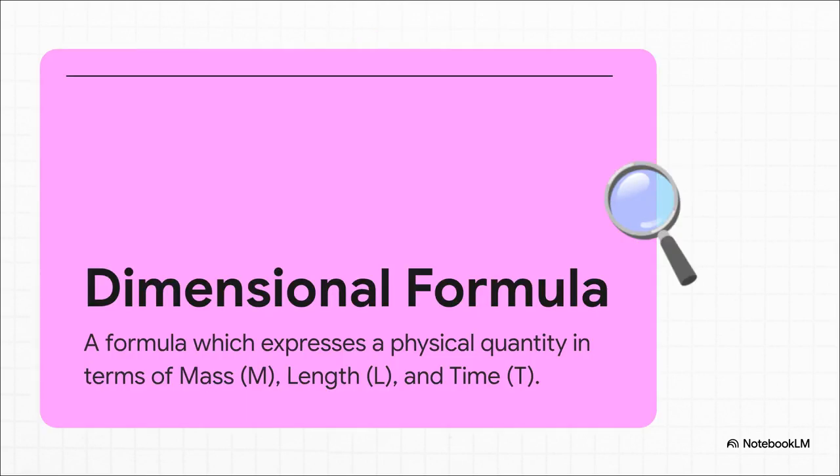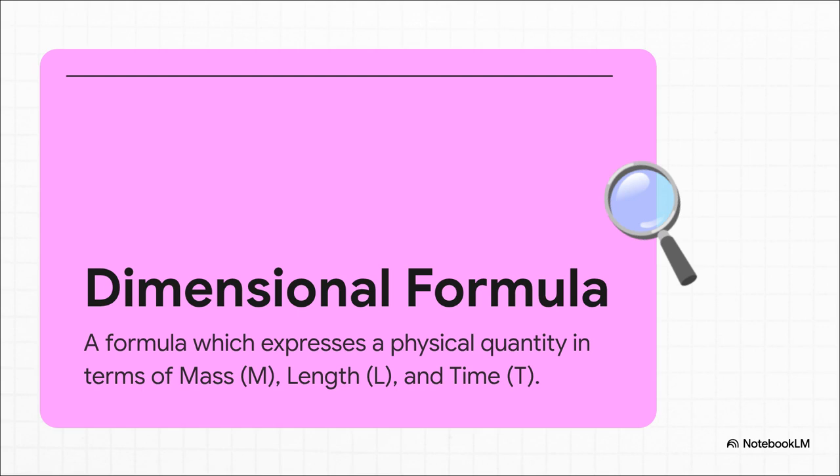So here's the big idea. A dimension isn't the specific unit you're using, it's the type of thing you're measuring. For example, a meter and a mile are totally different units, but they both measure the exact same dimension, length.